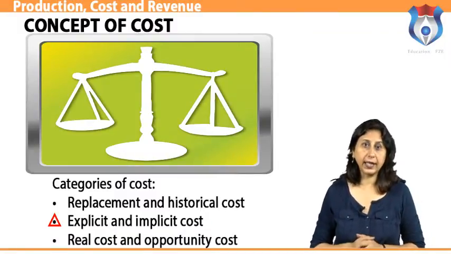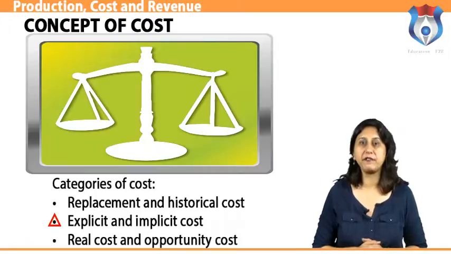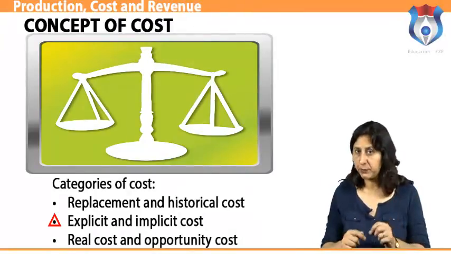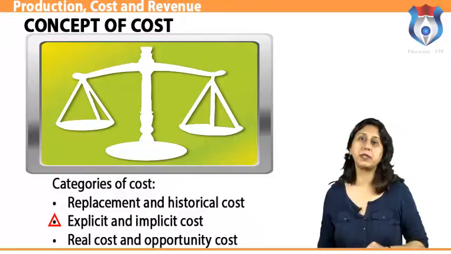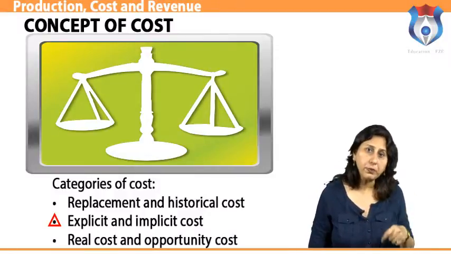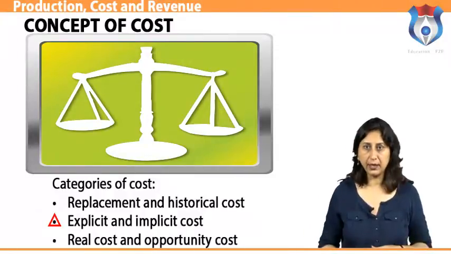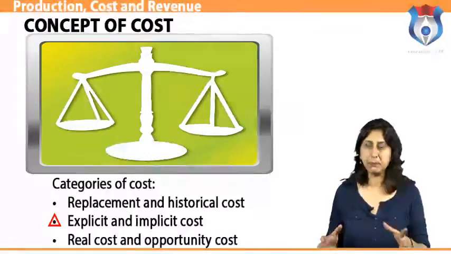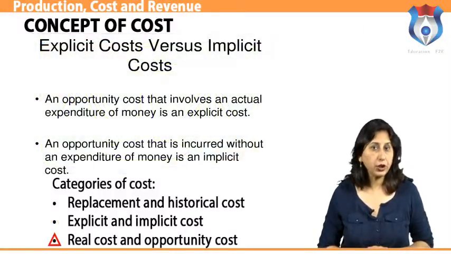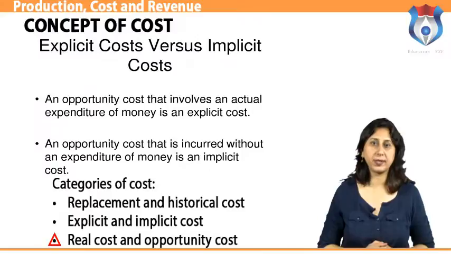Implicit costs are the imputed cost of using factors of production that a firm owns. For example, if an owner uses his own property as a factory building, then the rent of that building is implicit cost. Real costs and opportunity costs.